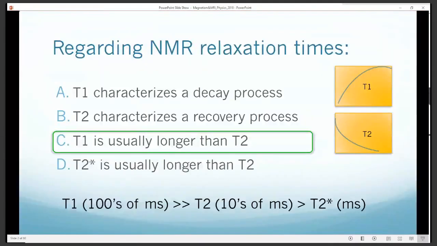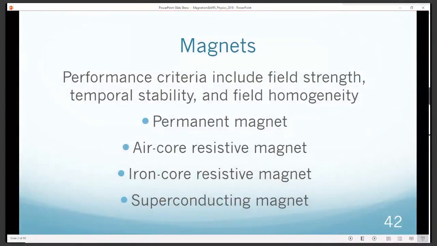Okay, now I want to talk a little bit about hardware. The main piece of hardware, the most expensive piece of hardware, and the one that MRI systems are characterized by is the main magnet that produces the big B0 magnetic field. There are 4 different types of magnets that are used for clinical MRI: permanent magnets, air core resistive magnets, iron core resistive magnets, and superconducting magnets.